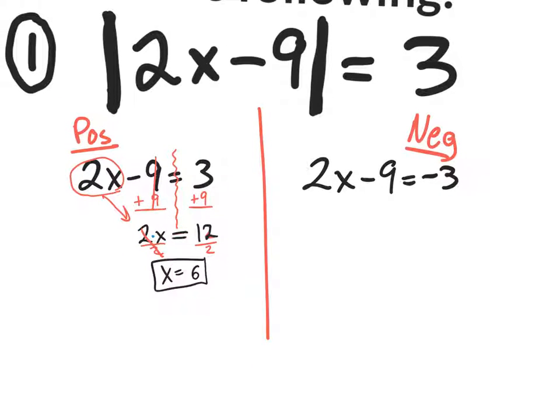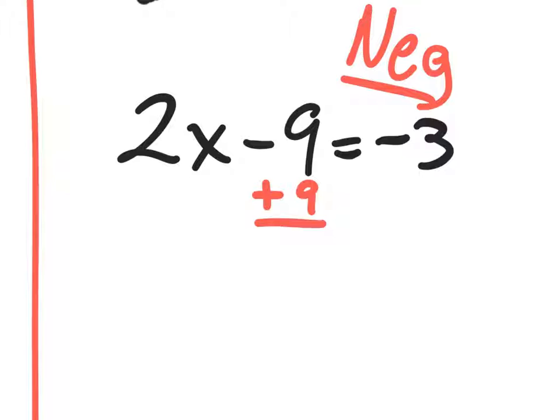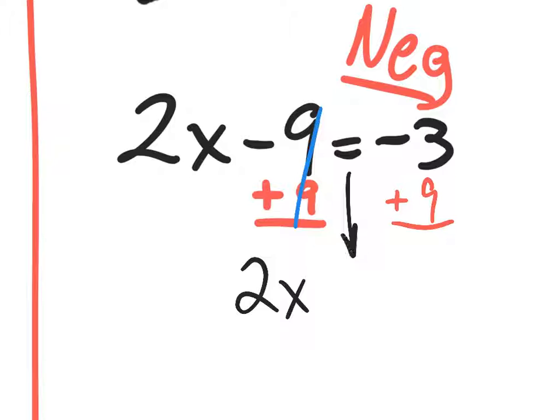Now let's go to the negative situation equation. We are going to get rid of that minus 9 by doing the opposite of minus 9, which is plus 9. And what you do to one side, you do to the other side, so we're going to add 9 to the negative 3 as well. And of course, negative 9 and 9 cancel out. We have the 2x left over. The equal sign comes straight down. And negative 3 plus 9 is positive 6.